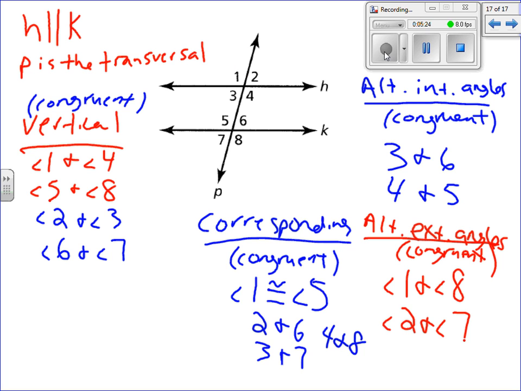You have to look if they're alternate interior, alternate exterior, corresponding, or vertical. If they're one of those four pairs, then they are congruent. If they're not, then they're supplementary.